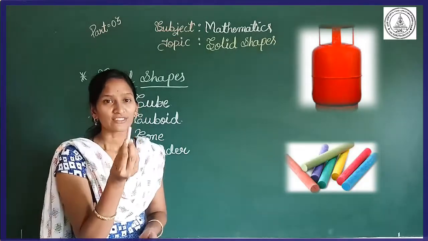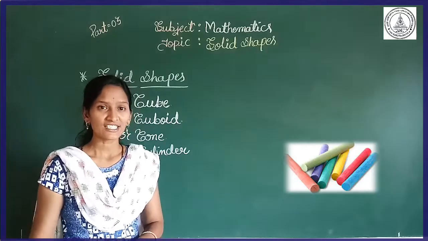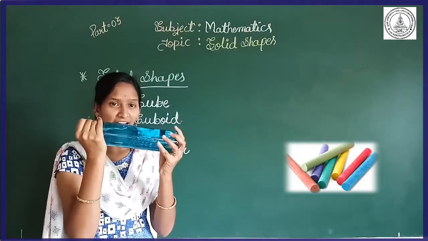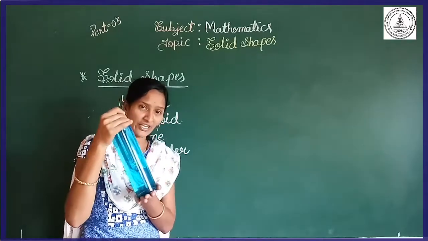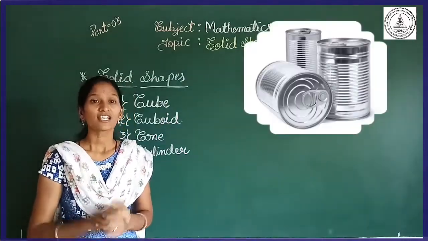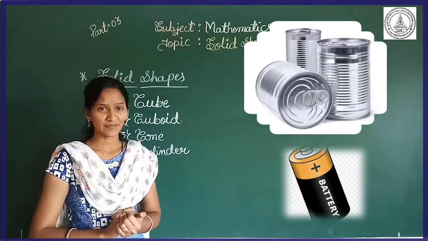piece of chalk. This is also a best example for cylinder shape. Next, look here. This is a bottle, right? So it is also in the shape of cylinder. Okay. Tin box, shell. These are all a few examples for cylinder shape.